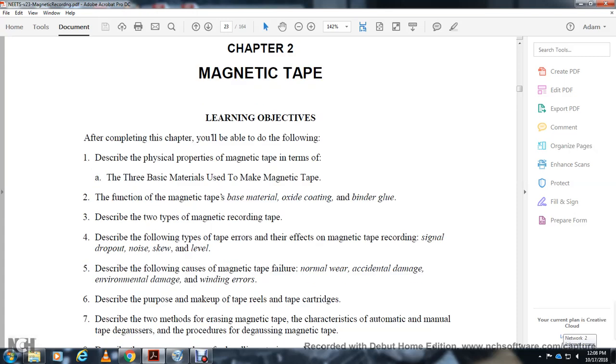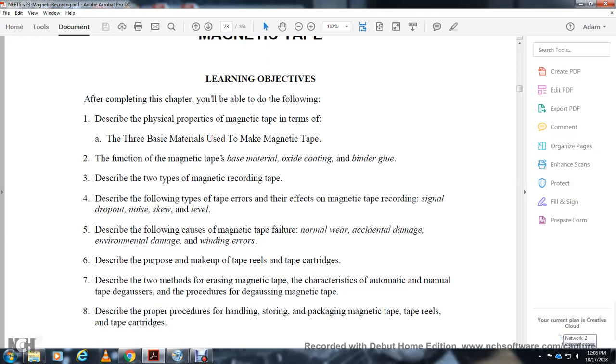Describe the purpose of the tape reels and tape cartridges. Describe the two methods of erasing magnetic tape, the characteristics of automatic and manual tape degaussers, and procedures for degaussing magnetic tape. Describe the proper procedure for handling and storing magnetic tape, tape reels, and tape cartridges.